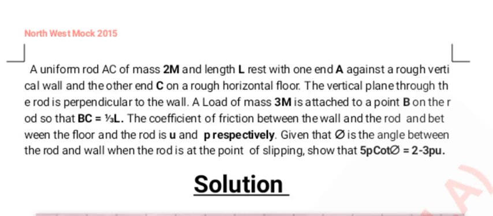Given that theta is the angle between the rod and the wall when the rod is at the point of slipping, show that 5p cot theta equals 2 minus 3pμ.